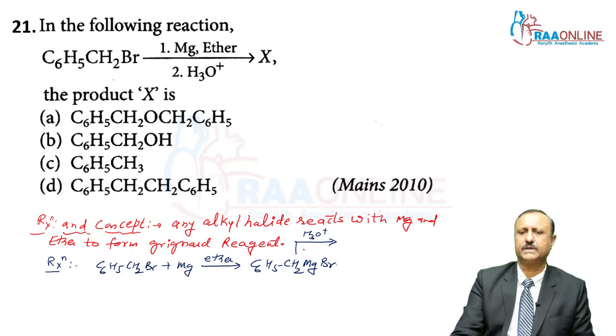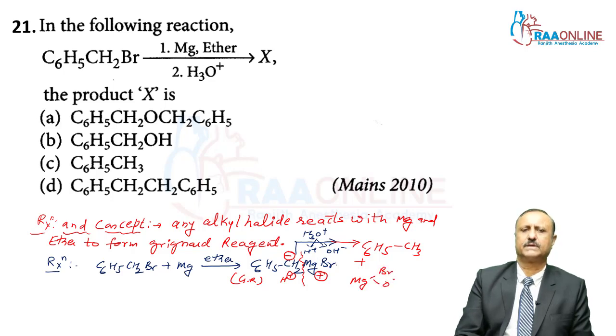you get H and OH ions from water. My dear students, this Grignard reagent that is formed is broken in this way. Negative charge develops on this CH2 group and positive charge develops on this magnesium. So, my dear students, this H plus ion attaches with this CH2 minus. So, you get the product C6H5CH3, and the byproduct is Mg(Br)OH. So, my dear students, here C is the correct answer.